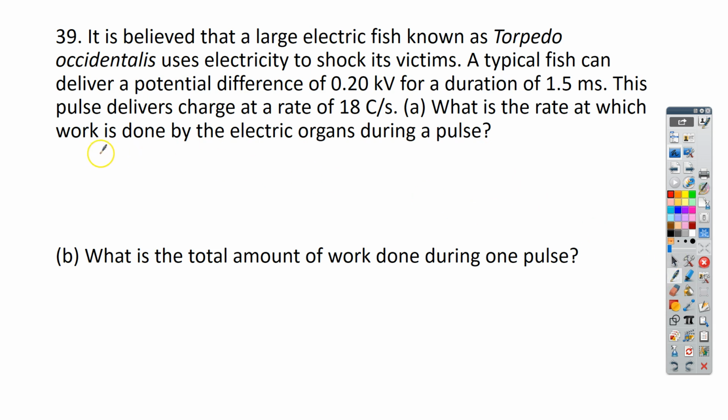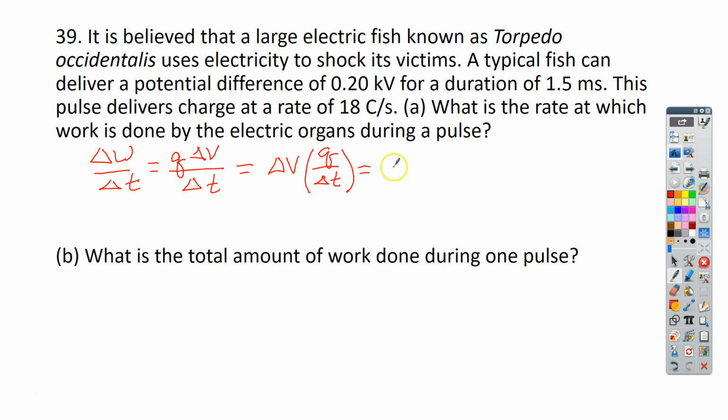So to do that, we know that the rate for work would be the change in work over the change in time, which remember is just power. Change in work here is the charge times the potential difference, change in potential, and then we have that over time. So this would be equal to the voltage times Q over delta T.